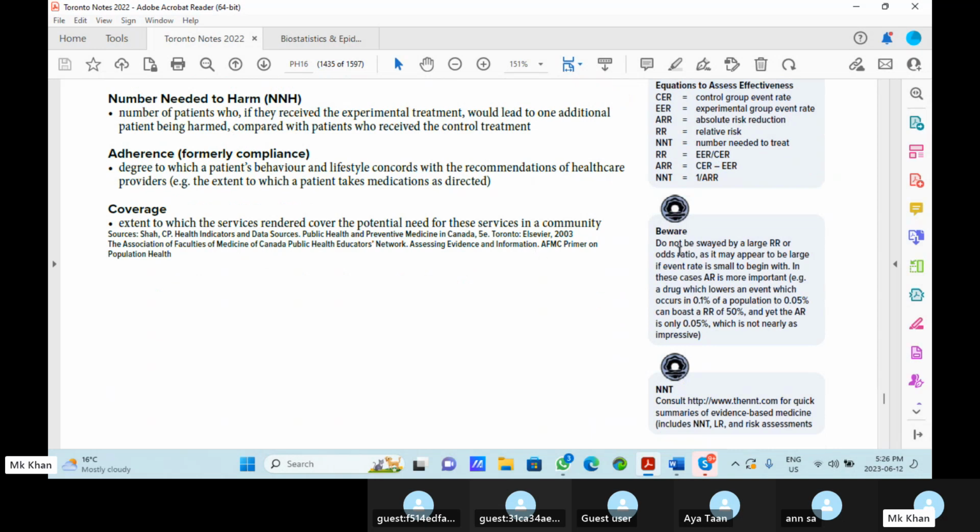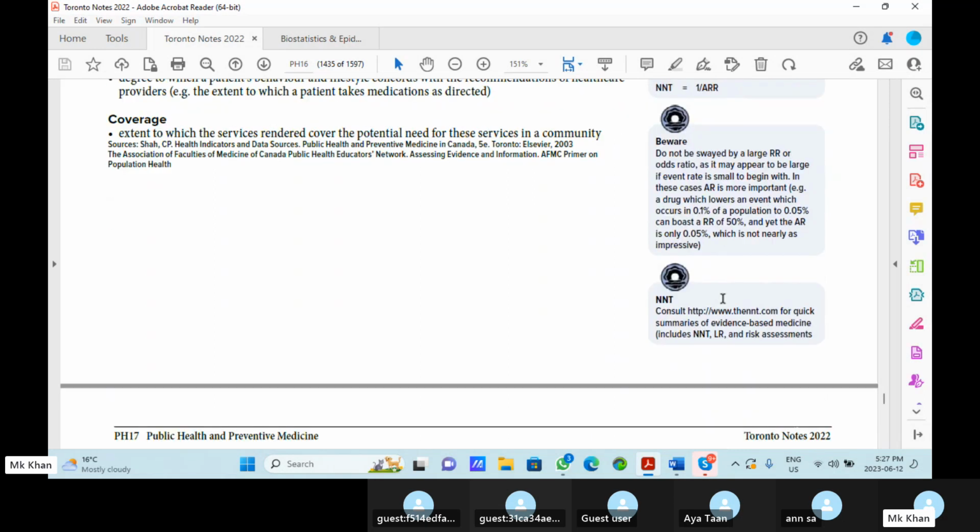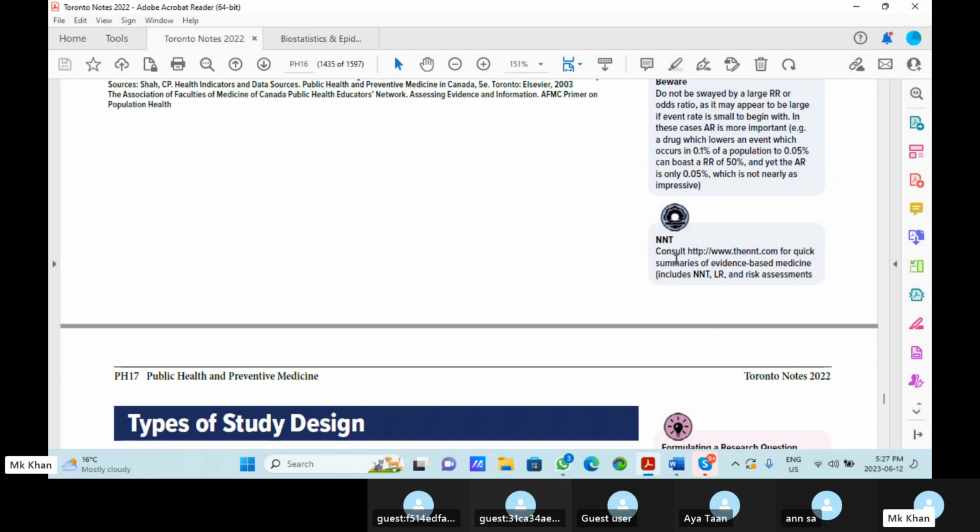Beware, do not be swayed by a large relative risk or odds ratio, as it may appear to be large if the event rate is small to begin with. In these cases, AR is more important. A drug which lowers an event which occurs in 0.1% of the population to 0.05% can. So we will study the relative risk and attributable risk, then we'll see what it is. So this is number needed to treat. I think they have this website.